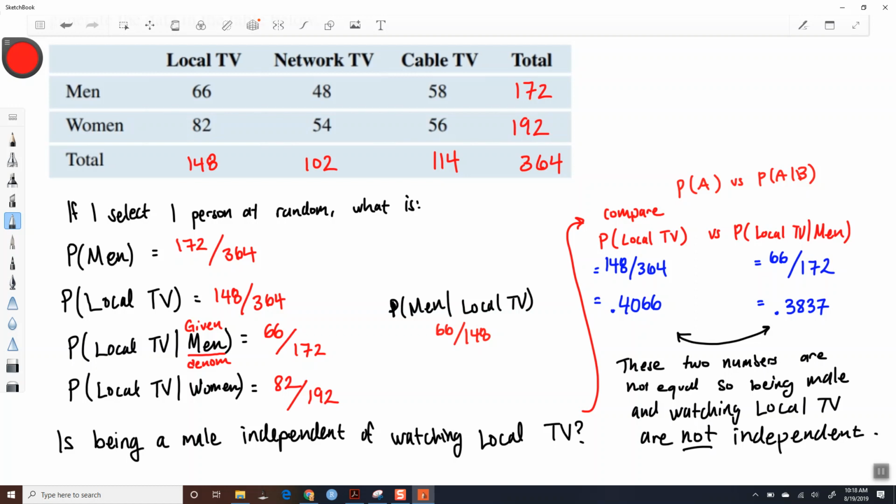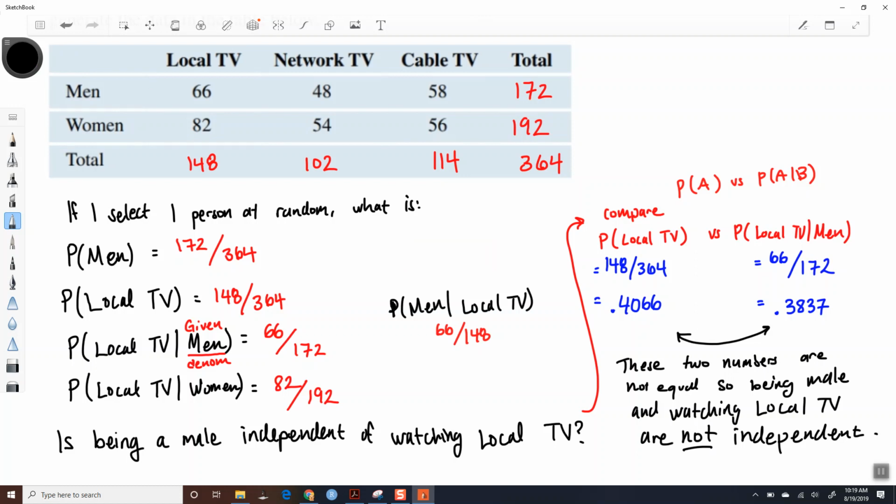And if we had a different data set where they were independent, whether you compared local TV given men, or the probability of men versus the probability of men given local TV, you would also come to the same conclusion that they are independent. So it doesn't matter. I did it this way out of convenience, but you would arrive at the same conclusion had you done it a different way. And this is where we are right now.